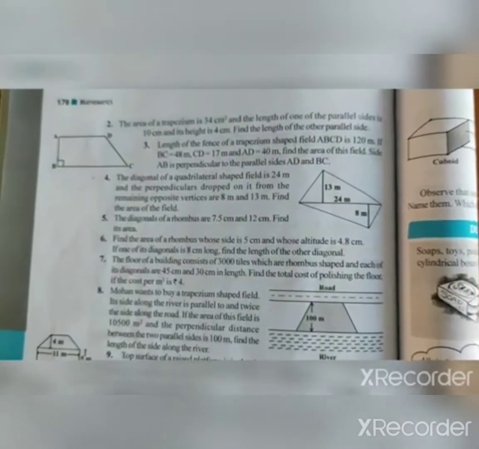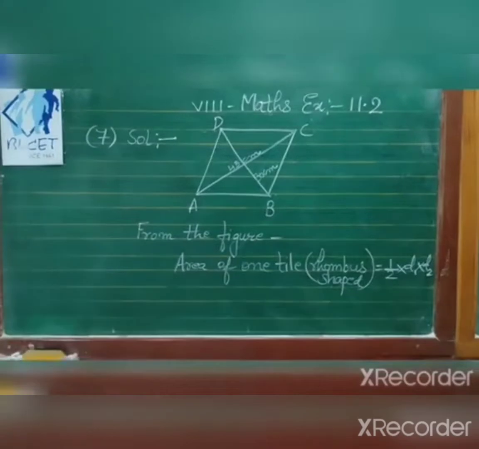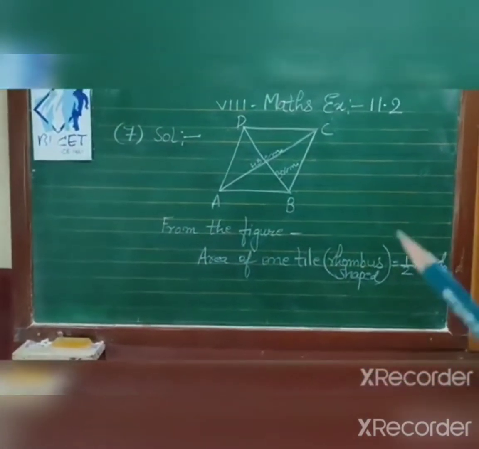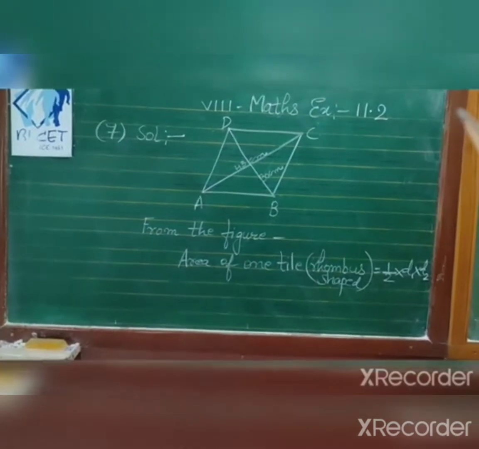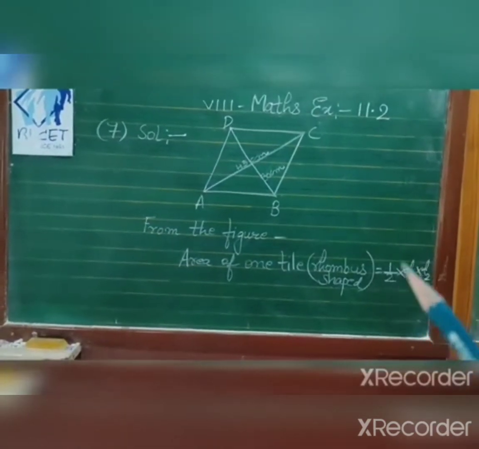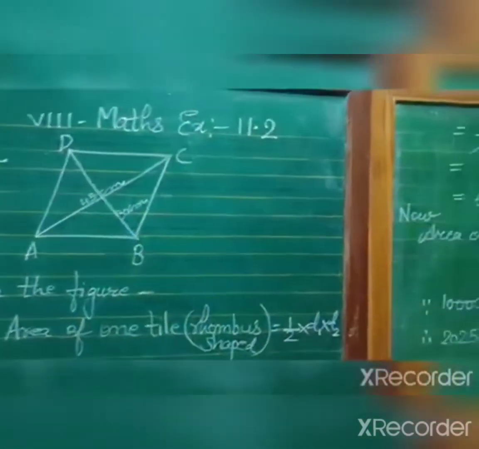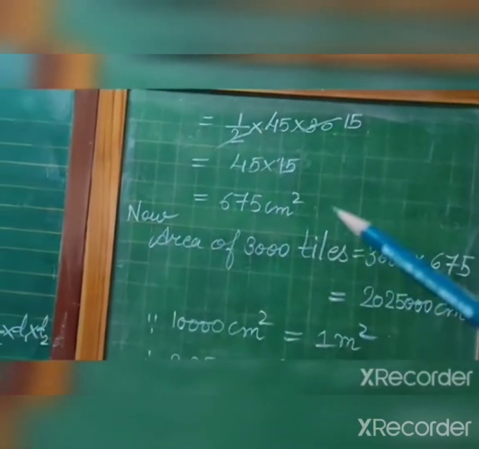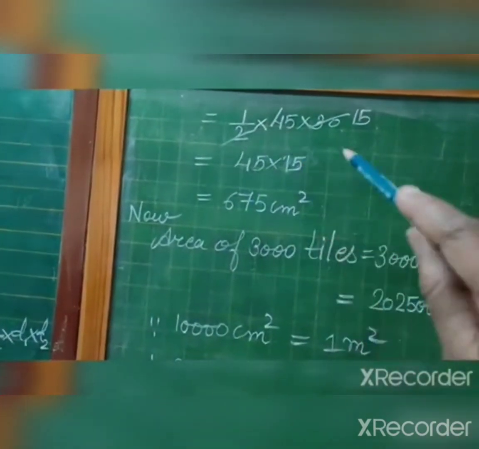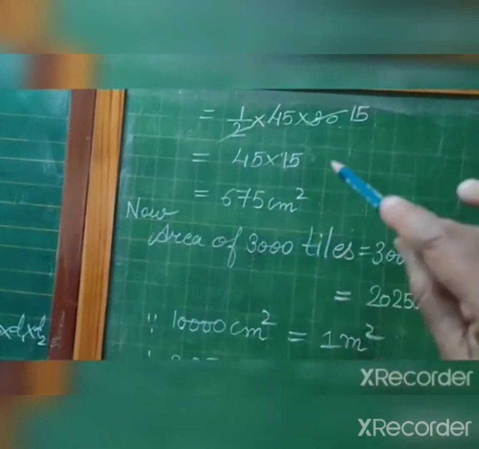Okay, let us start. Now from the figure you can see diagonals are given for one tile. So from the figure, area of one tile. Why are we applying this formula, half into D1 into D2? Because the tile is in rhombus shape. So half into D1 into D2, 45 into 30 divided by 2. When you multiply 45 into 30 divided by 2, 30 divided by 2 is 15, so the answer will be 675 centimeter square.